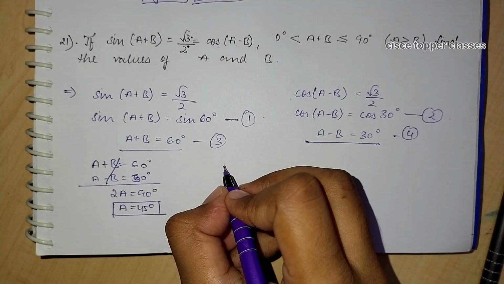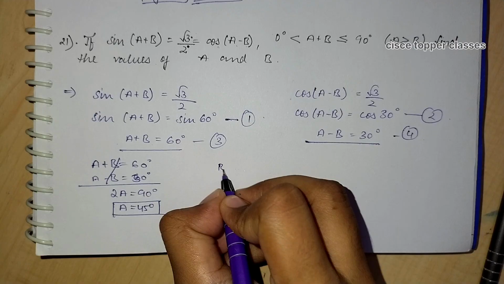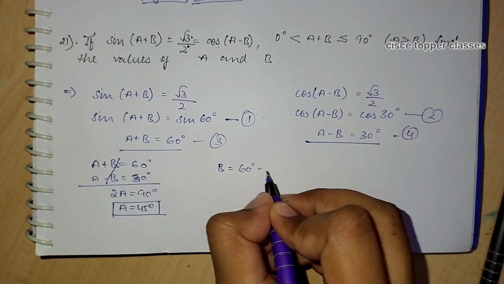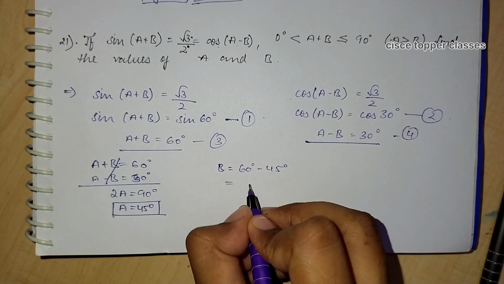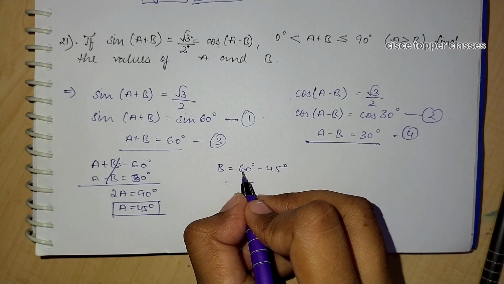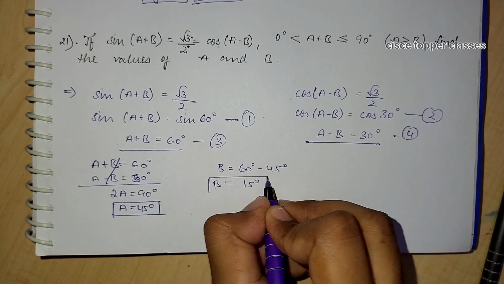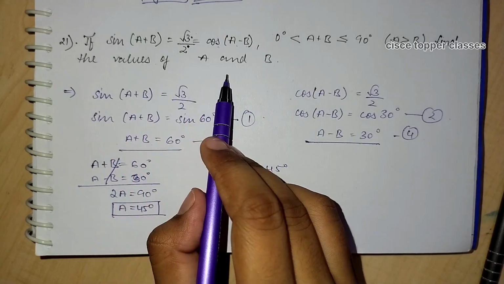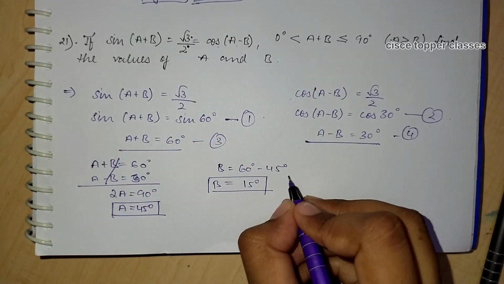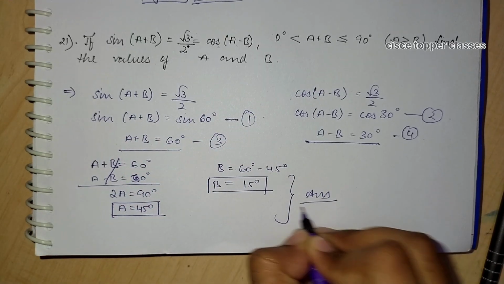Now we can find the value of b. So b will be 60 degrees minus 45 degrees. From here we can write 15 degrees, means b is equal to 15 degrees. This is what we had to find, the values of a and b in this question. So this is the answer of this question.